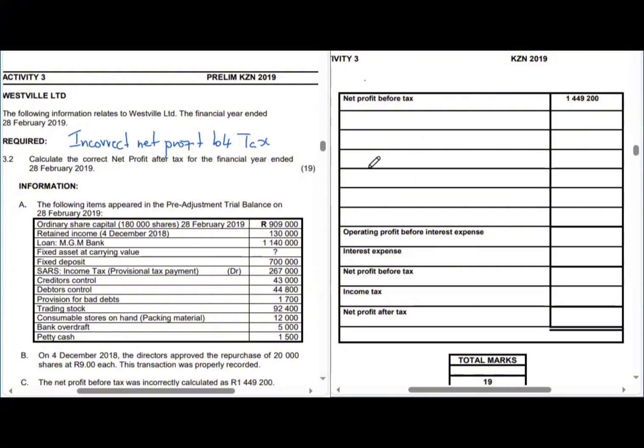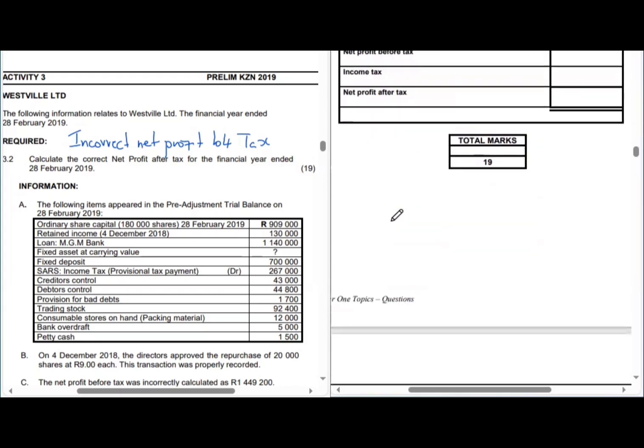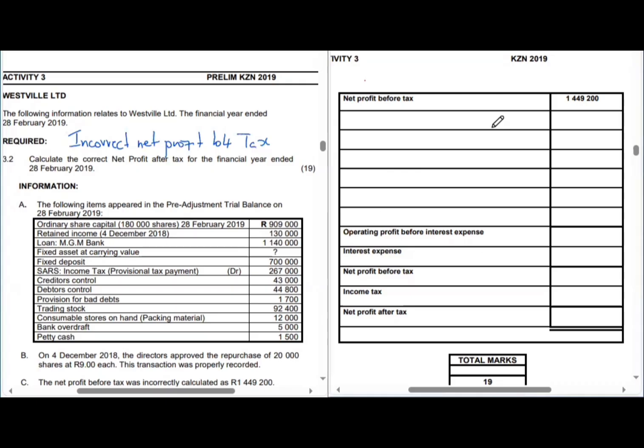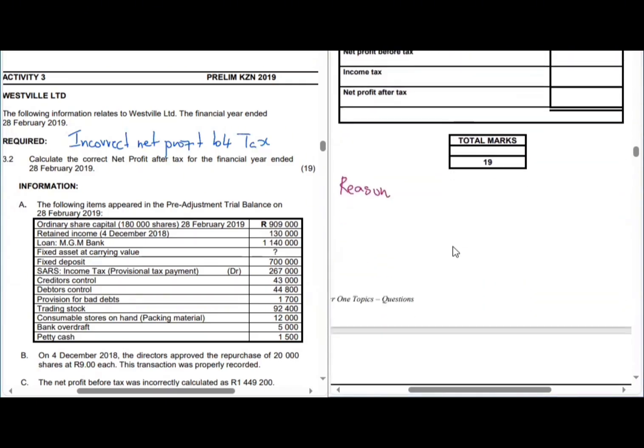So guys, before we can start with this wonderful lesson of ours, we need to understand only a few things. In order for us to understand, we need to have reasons. Why is it necessary for us to complete our incorrect net profit before tax? It's because of only a few reasons. It's because the auditors forgot to record. But what did they forget to record? They forgot to record the following things.